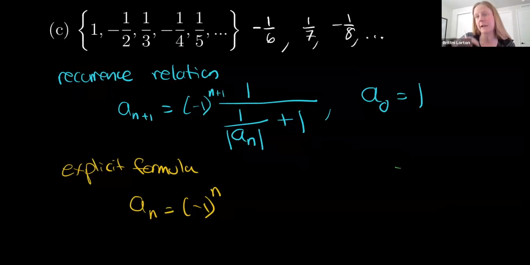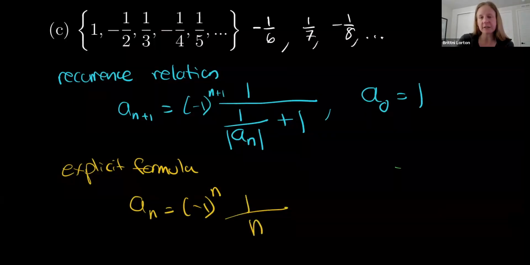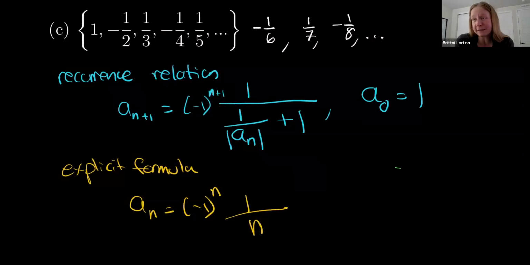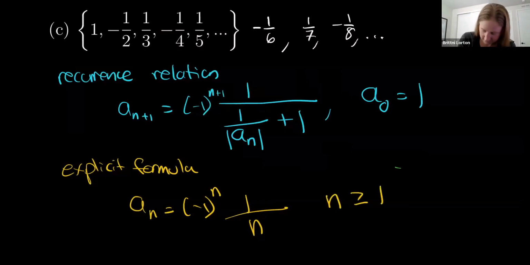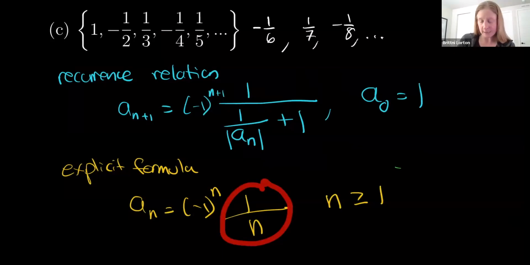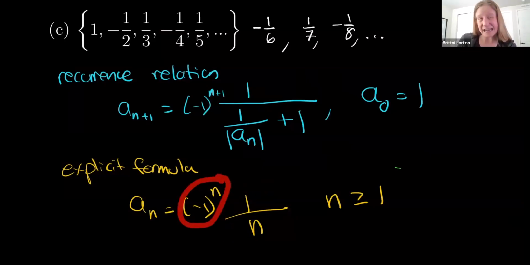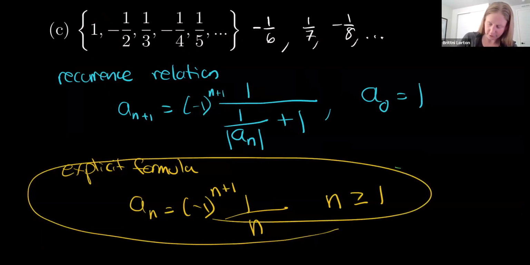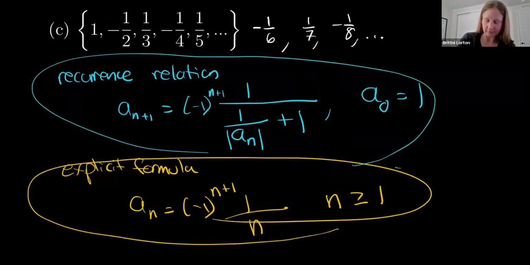And alternating is always going to be a -1 to the n or a -1 to the n plus 1. And I still need a fraction for all of them. They're 1 over just the counter, because the denominator was the same as the counter, right? 1, 2, 3, 4, 5. And I should start counting at n equals 1. And then I should realize one more time, if n is 1, that gives me 1, which is great. But that would make this guy negative, and I need my first term to be positive, so I should adjust that to be -1 to the n plus 1. So there is my recurrence relation and my explicit formula.